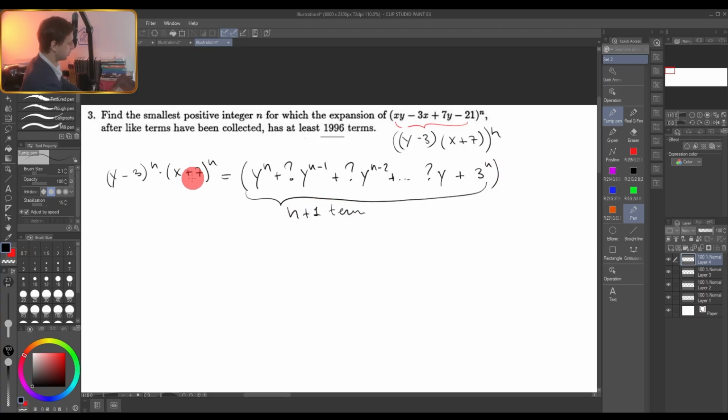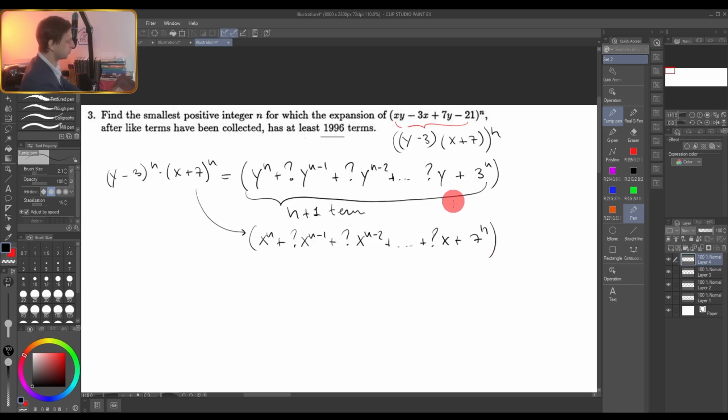And the same here. If you expand this one, you will have x to the power of n plus something times x to the power of n minus 1 plus something times x to the power of n minus 2 and so on, plus something times x plus 7 to the power of n.